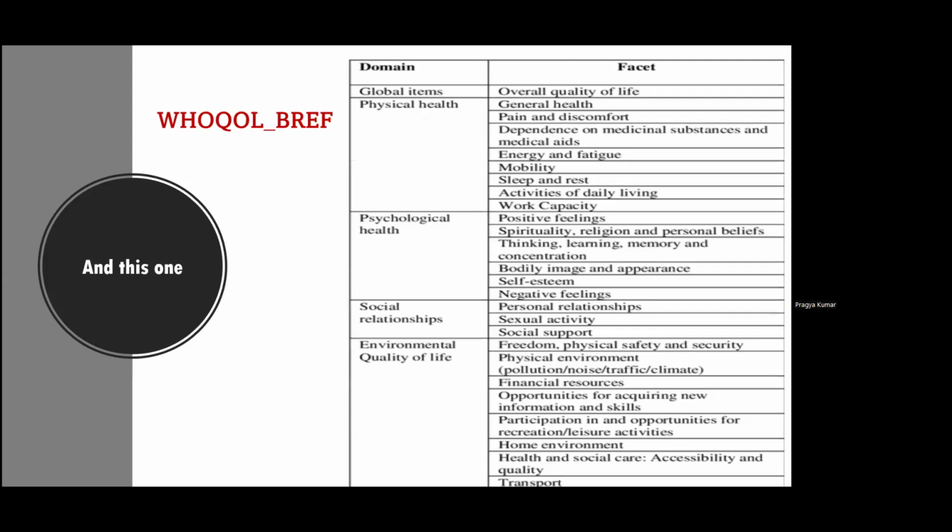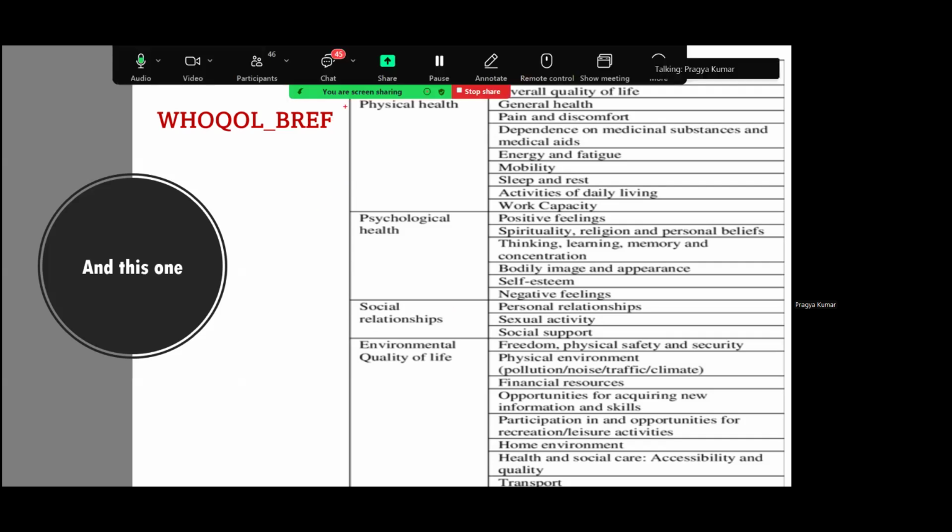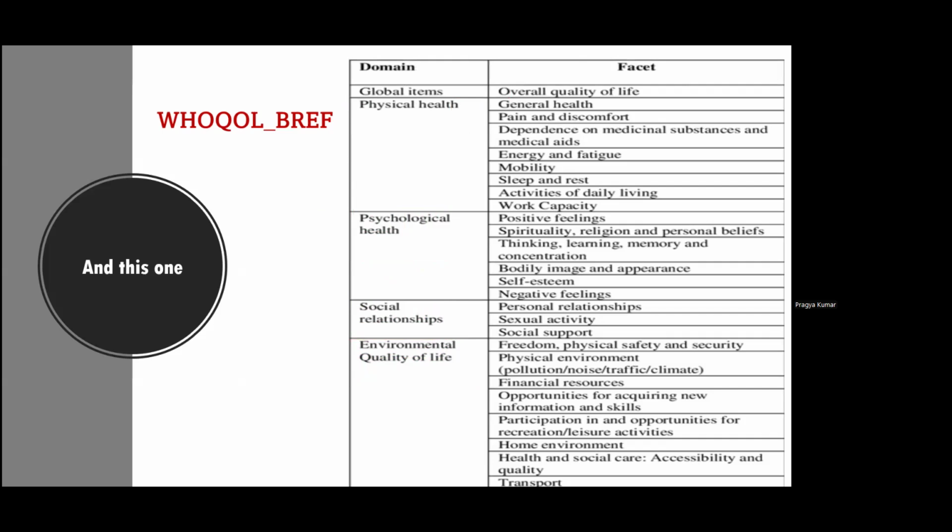Now see this, the WHO Quality of Life brief questionnaire. Multi-domain. Why? Because you can see there's a global item, there is an item on the physical health, there's an item on the psychological domain, there are items on the social relationship, and there are items on the environmental quality of life. So yes, there are multiple domains. You are right.